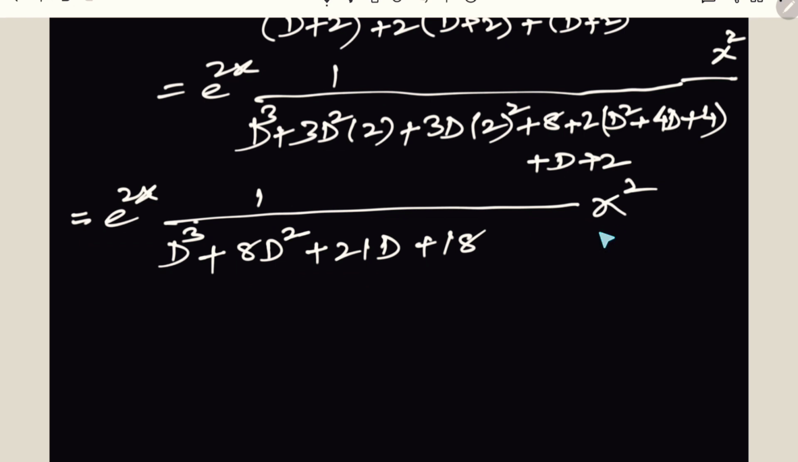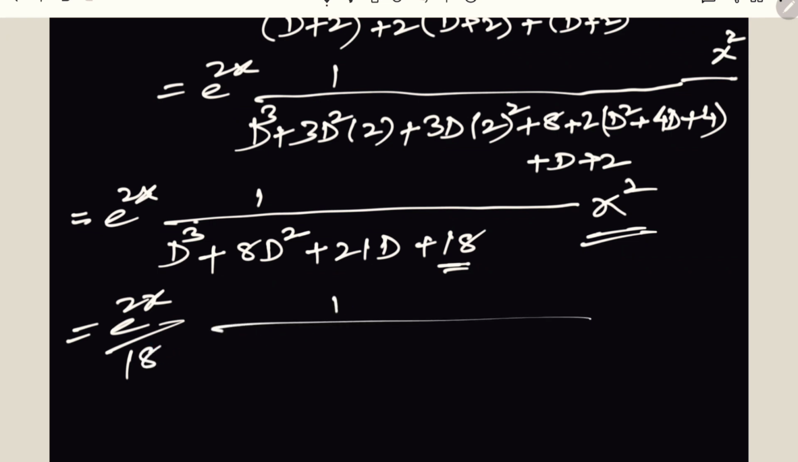And then as we are operating it on x^2, we have to take the lowest degree term as common from all this, and here the lowest degree term is 18. Therefore taking that as common, we get e^(2x) divided by 18, 1 upon. The remaining terms we write in the form of 1 plus or 1 minus. Therefore here, when we take 18 common from 18, we get 1.